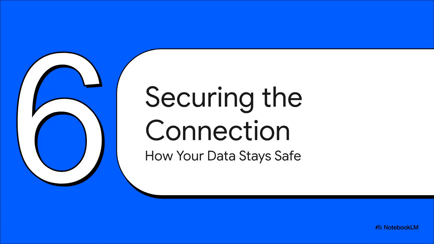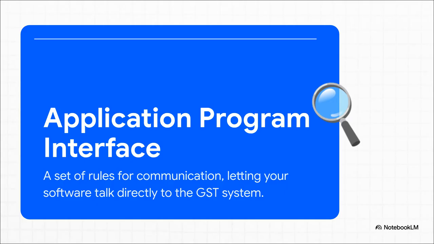But hang on, with all of this incredibly sensitive financial information flying back and forth between systems, you've got to be wondering, how on earth is it all kept secure? The answer is actually in the really clever design of the API connection itself. First, just a super quick reminder of what an API even is. Just think of it like a secure, digital messenger that follows a strict set of rules, allowing your accounting software to talk directly to the GST system. So how does this messenger make sure nobody else reads your mail?